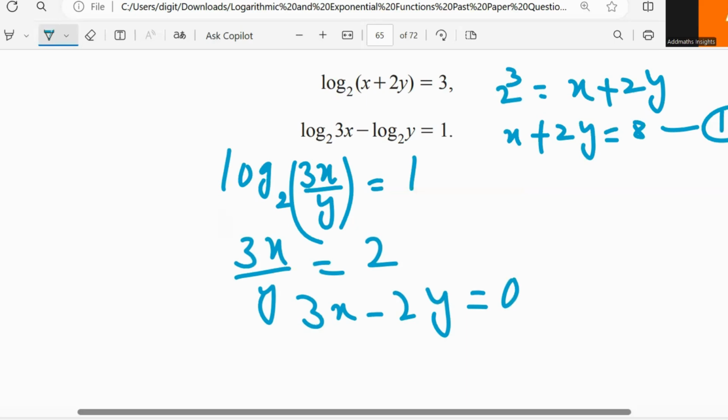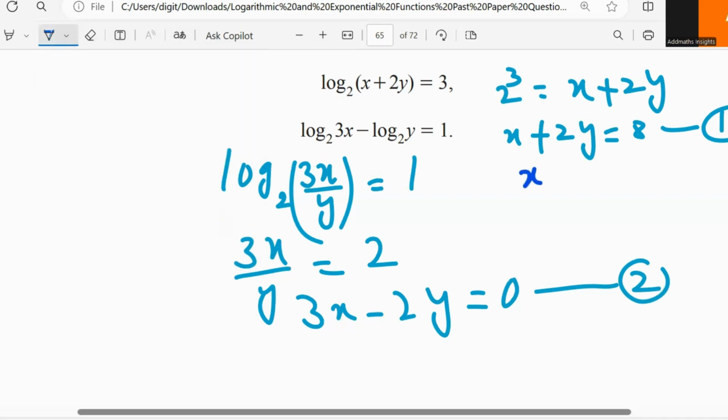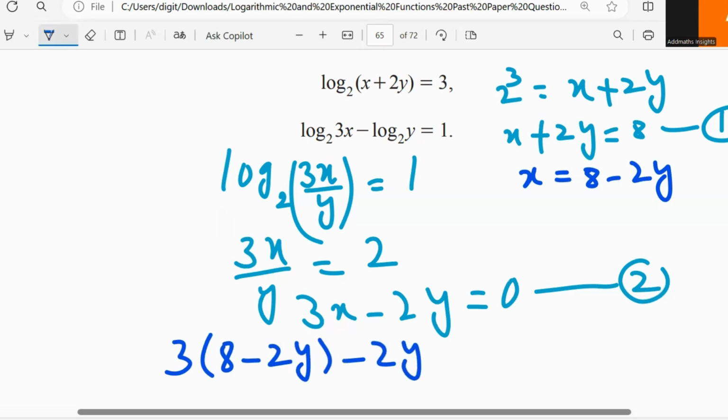And once you get both equations, then you can substitute the value of x from 1 in the second equation, or you can apply elimination method as well. From here, you see that the value of x is, when you make x as subject of the formula, so x is equals to 8 minus 2y. Now you substitute this value of x in this equation and write here 3 times 8 minus 2y is 0.